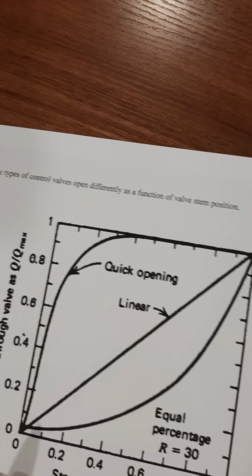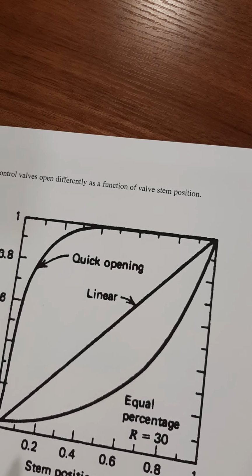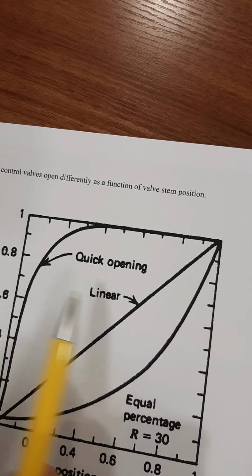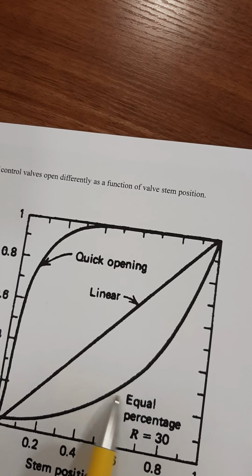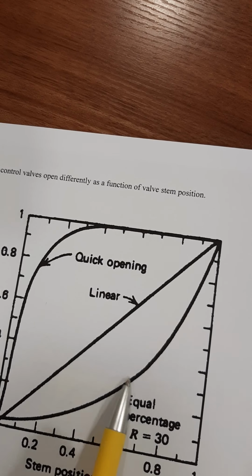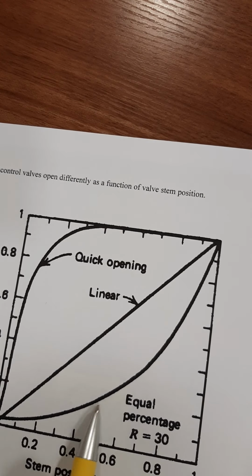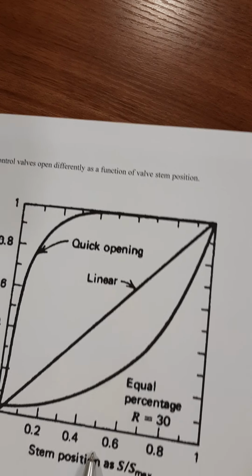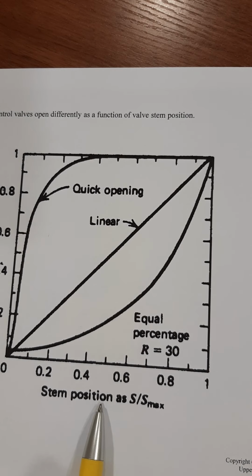We have this curve, and we already explained the different types of control valve: the quick opening, the linear, and the equal percentage. The equal percentage is very important in control applications, because it gives an equal percentage change of flow for the same change, or equal change, in the stem position here.